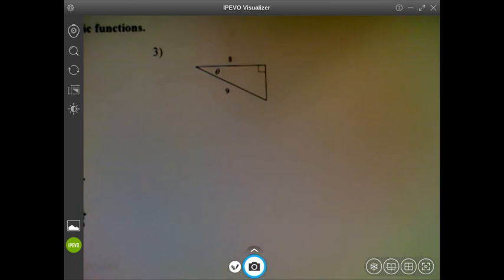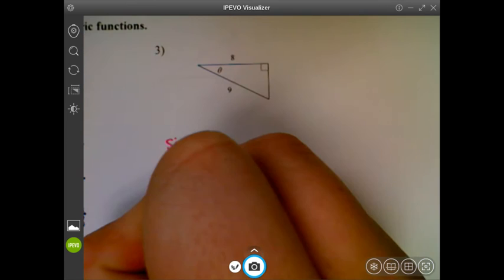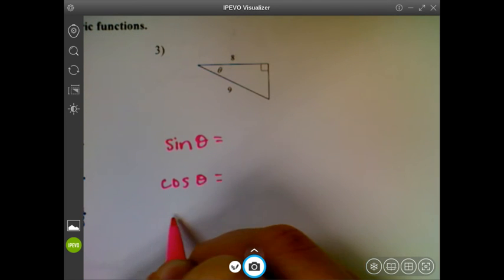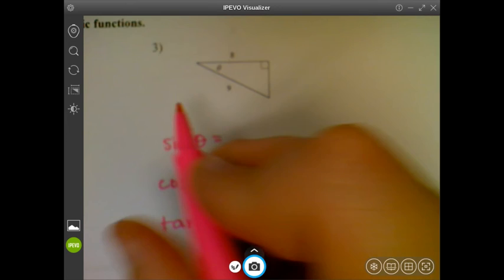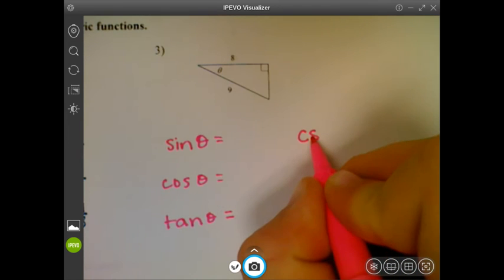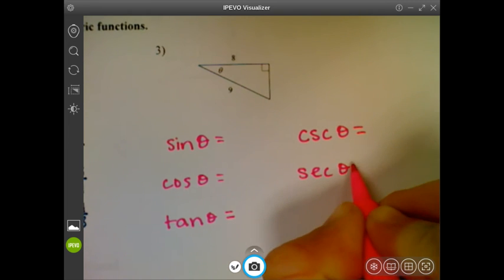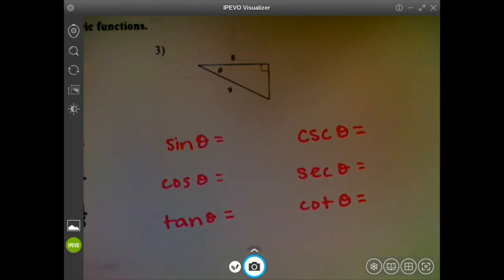Figure out all 6 trig functions based off of that angle theta. So we're going to have sine of theta, cosine of theta, tangent of theta. And then sine will go with cosecant theta. Cosine goes with secant of theta. And tangent goes with cotangent of theta.